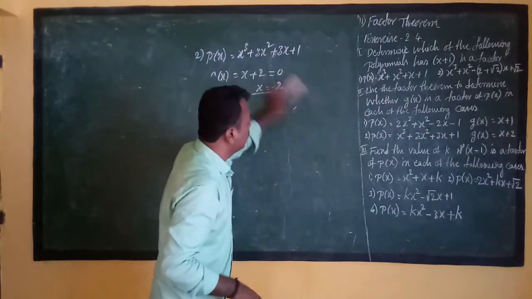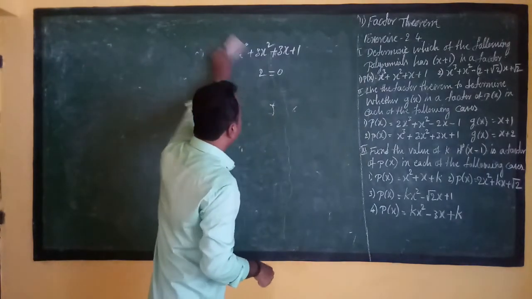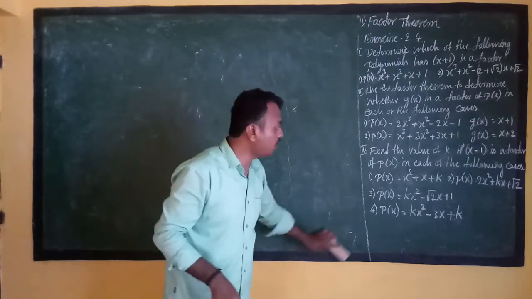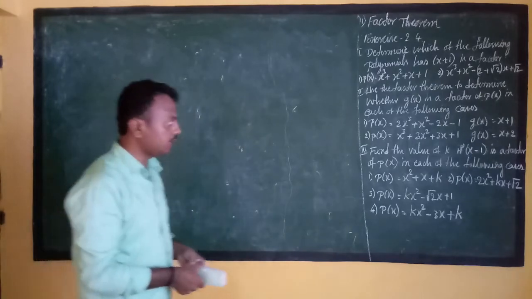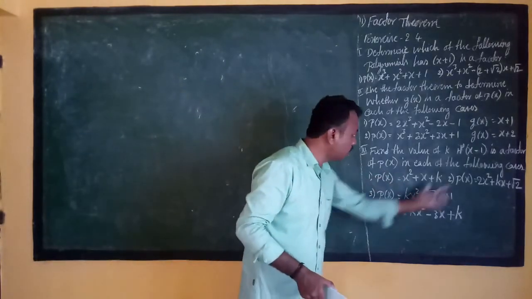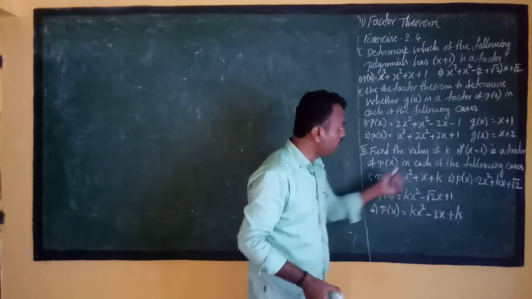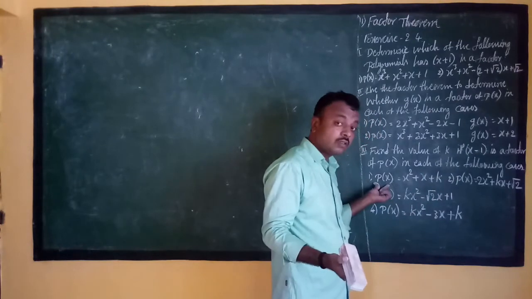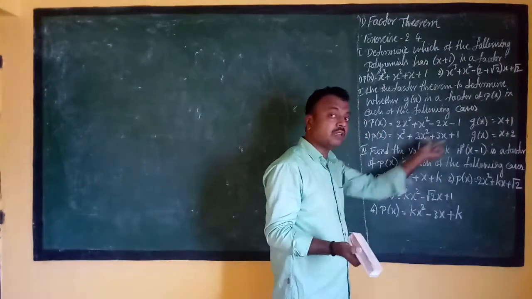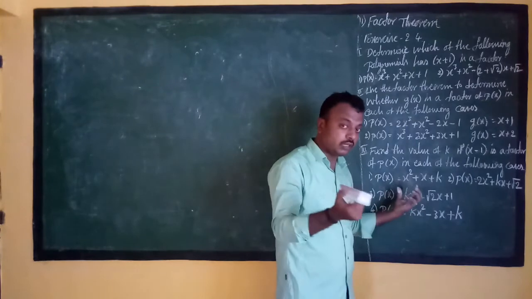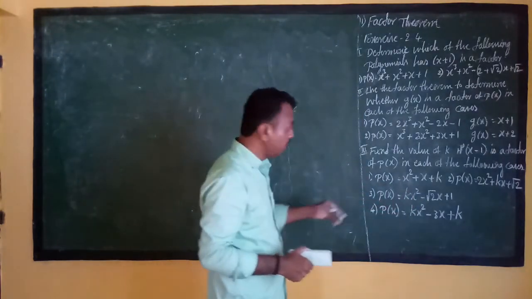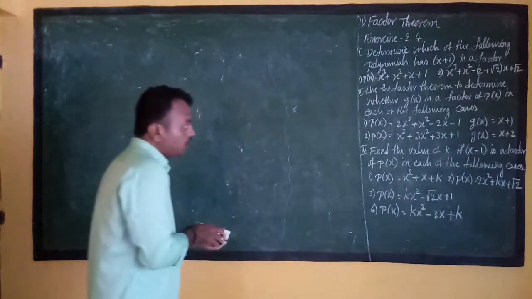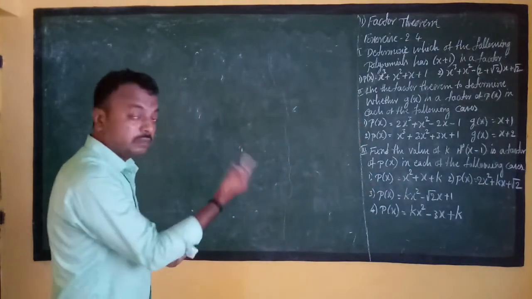Yes students, third main: find the value of k if x minus 1 is a factor of P of x. Already it is given that x minus 1 is a factor of P of x. When x minus 1 is a factor of P of x, it means P of x becomes 0. If P of x becomes 0, then x minus 1 is a factor of P of x, and vice versa. That is the factor theorem, and I am using it.